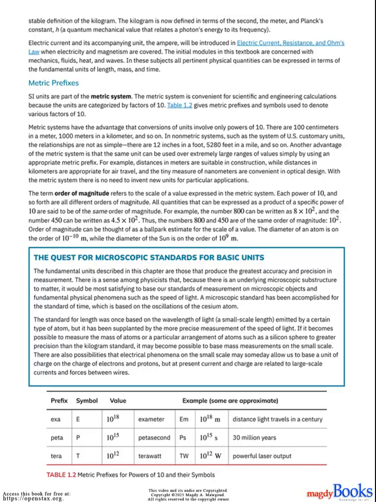A microscopic standard has been accomplished for the standard of time, which is based on the oscillations of the cesium atom. The standard for length was once based on the wavelength of light, a small-scale length, emitted by a certain type of atom, but it has been supplanted by the more precise measurement of the speed of light. If it becomes possible to measure the mass of atoms or a particular arrangement of atoms such as a silicon sphere to greater precision than the kilogram standard, it may become possible to base mass measurements on the small scale.